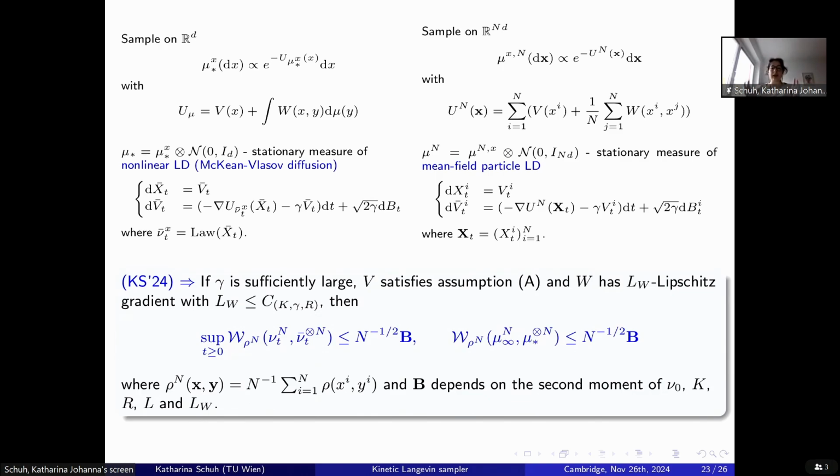And then if we look at the law of n independent copies of our nonlinear dynamics and this particle system with n particles, then we can bound this law uniformly in time by n to the -1/2 times some constant. Or we can also look at the invariant measures, the measures we want to sample from. And there we can also bound this by n to the -1/2 times some constant b. And so this is important now if we want to sample these two measures, mu_n and mu star.